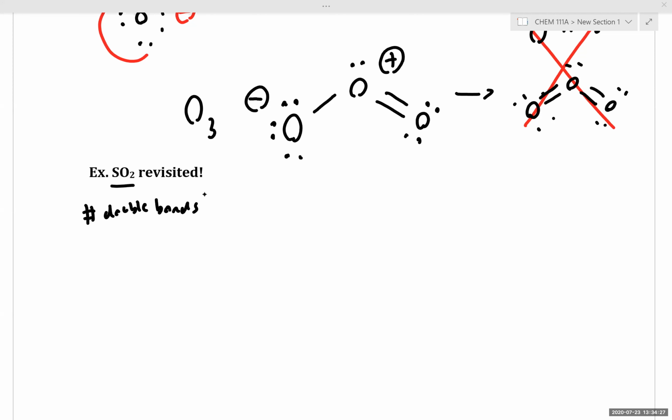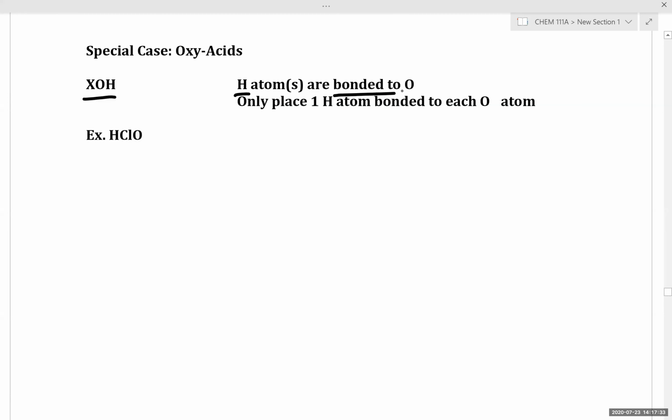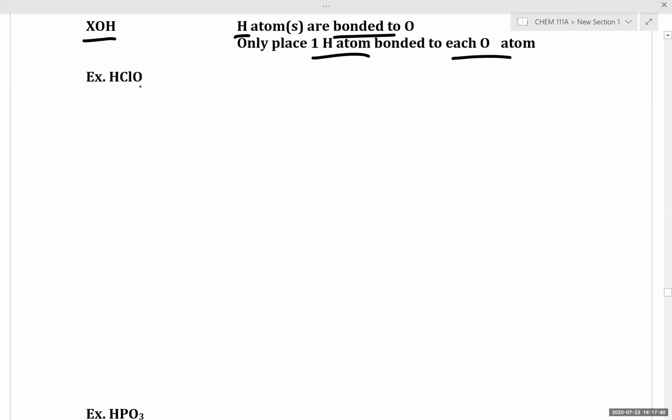Let's keep going now and let's look at special cases for oxyacids. For oxyacids, they're of the form XOH. Your hydrogen atoms are always bonded to oxygen, and you only place one hydrogen atom on each oxygen atom. So for example, let's look at hypochlorous acid. Hydrogen contributes one electron. Chlorine contributes 7 electrons. Oxygen contributes 6 electrons. That gives us 14 electrons total.